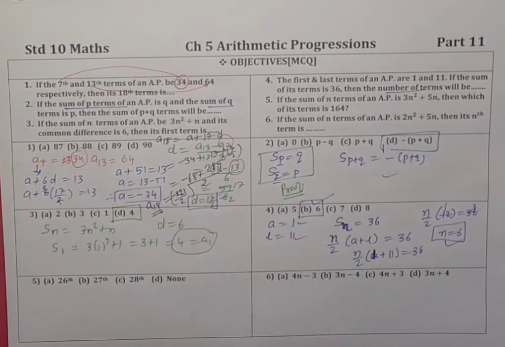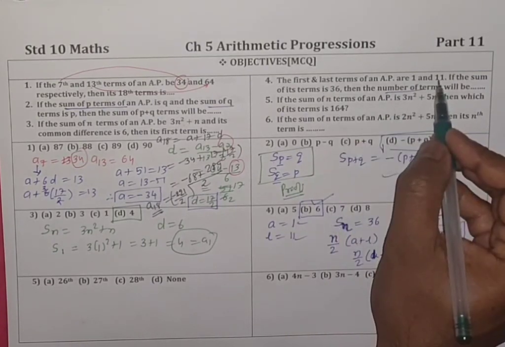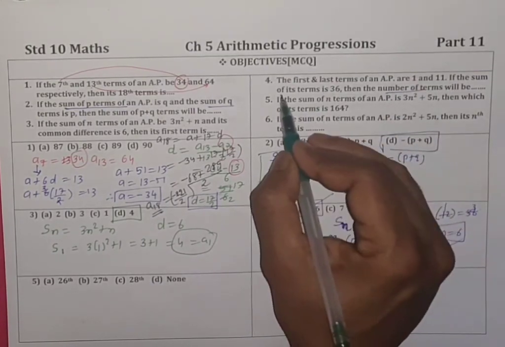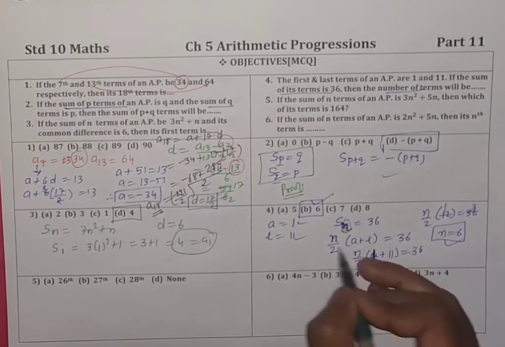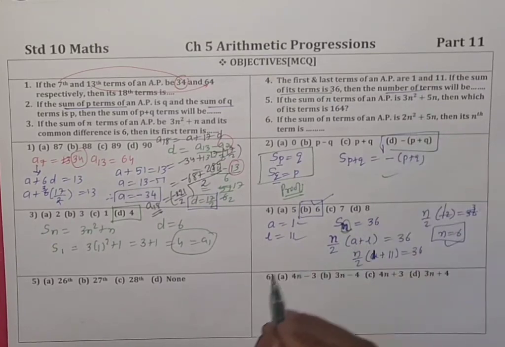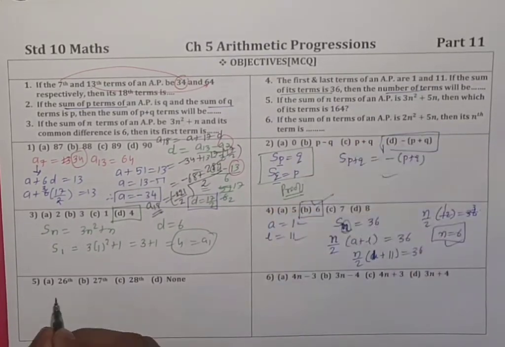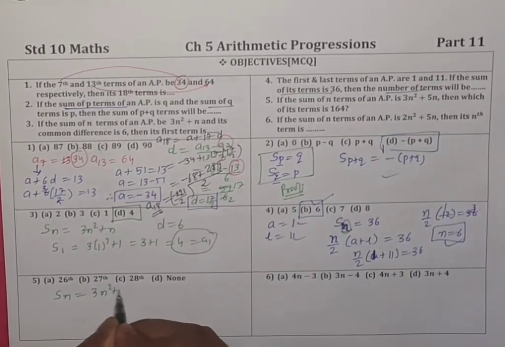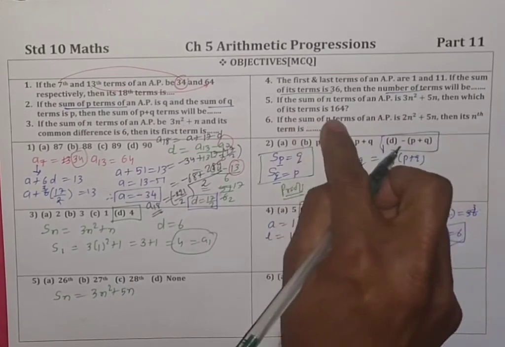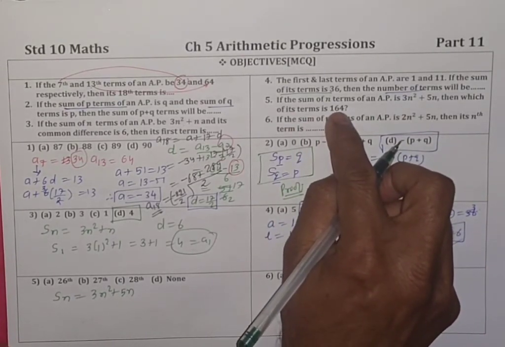All right. Okay. Yes, the last term is 11, but the sum of a certain number of terms is 36. We said the sum of n terms is 36. Then what is n, the number of terms? All right. Number 5. The sum of n terms of an AP, Sn, is given as 3n square plus 5n. Then which term number is 164?